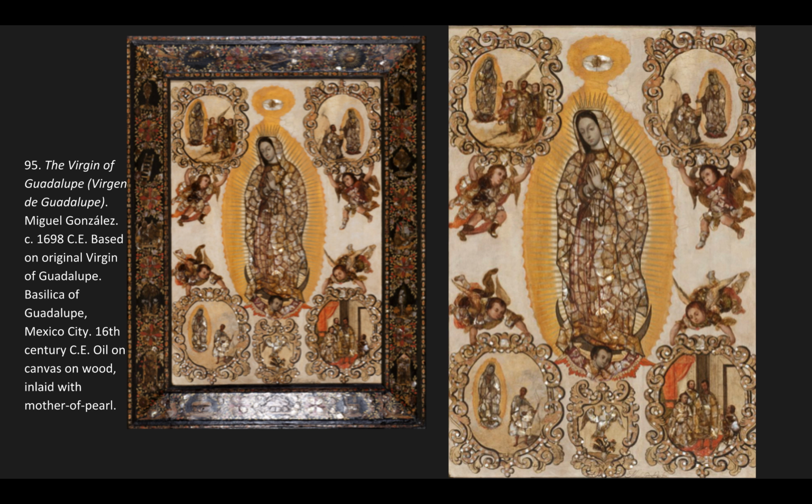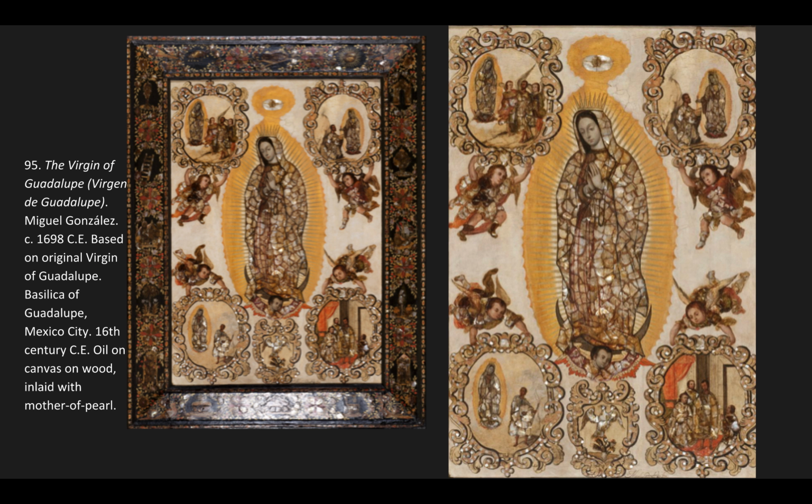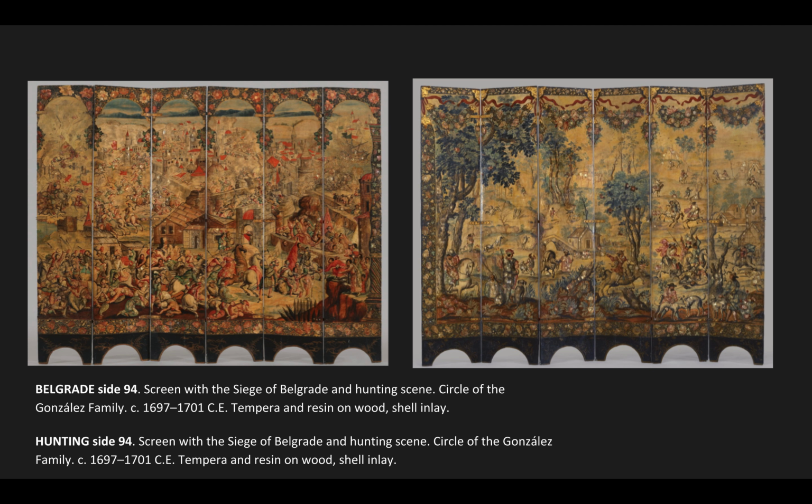All right, this one, Virgin of Guadalupe, you guys should know, and for both this one and the Siege of Belgrade screen and the hunting scene, where are we seeing the Asian influences in both of these pieces, right, in New Spain? Where are we seeing that they're trading with Asia in this piece?